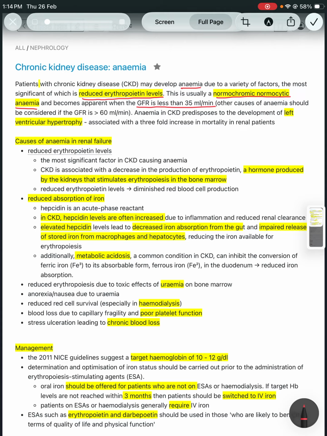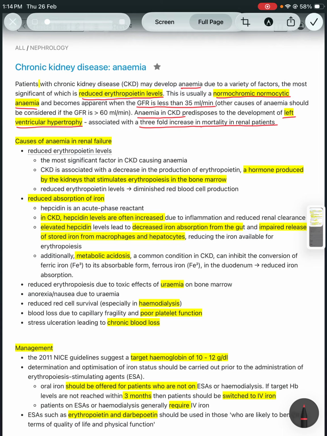Anemia in CKD predisposes to the development of left ventricular hypertrophy, associated with a threefold increase in mortality in renal patients.